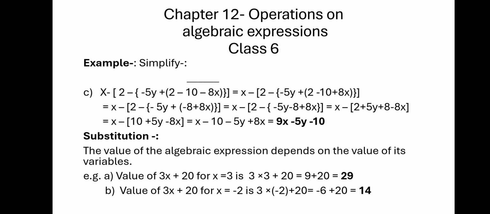B question. Value of 3x plus 20 for x is equal to negative 2. Now x is negative 2, so substitute that as negative 2. So 3 into x means 3 into negative 2 plus 20, that is negative 6 plus 20, that is equal to 14.